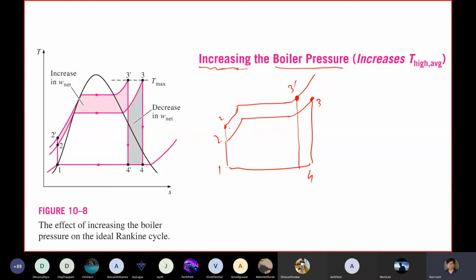But the problem here is you will certainly get some net work, but there is also some decrement of work. You will lose some work, and this is the extra work you will gain. Let's suppose W1 net will be increased, so this area is additional you get, but this area you will lose in some sense.